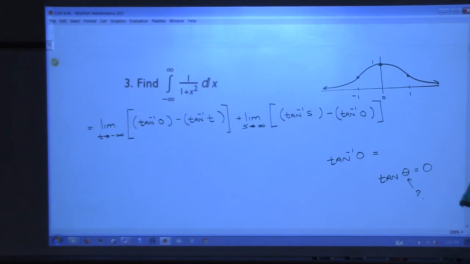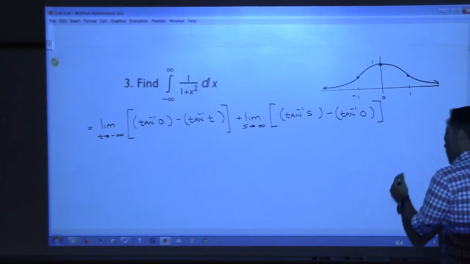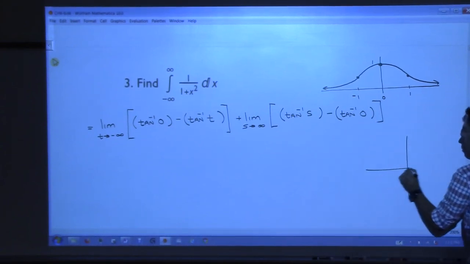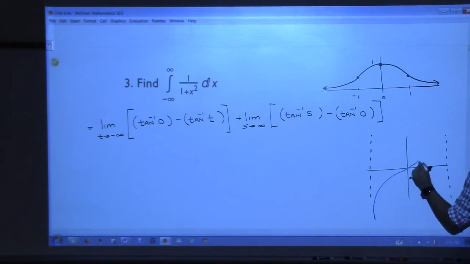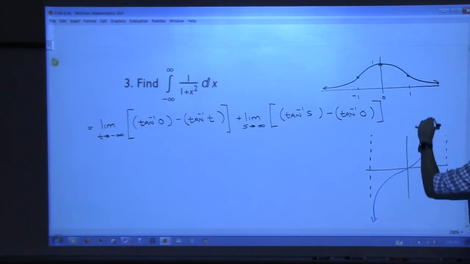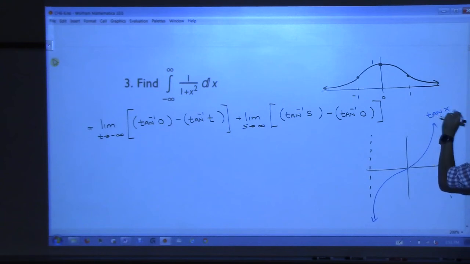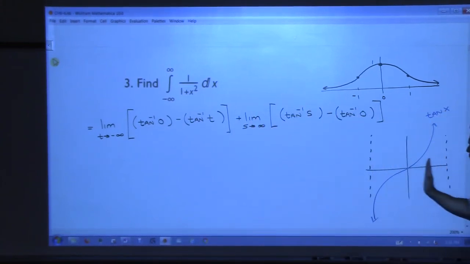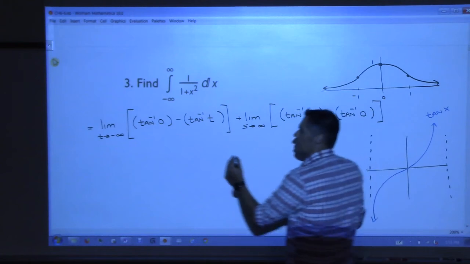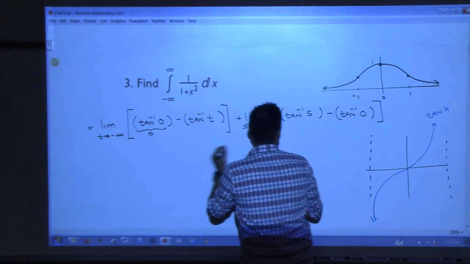So I'm going to graph the tangent function for you real quick. You took pre-cal, right? So you remember this? This is your tangent function. That's tangent, not arctangent. That's tangent of x, right? So when we say arctangent of 0, what we're saying is what x value do I plug in to get 0 to come out of this? And that's the origin. That's 0. So this is 0, isn't it? And then so is this one.